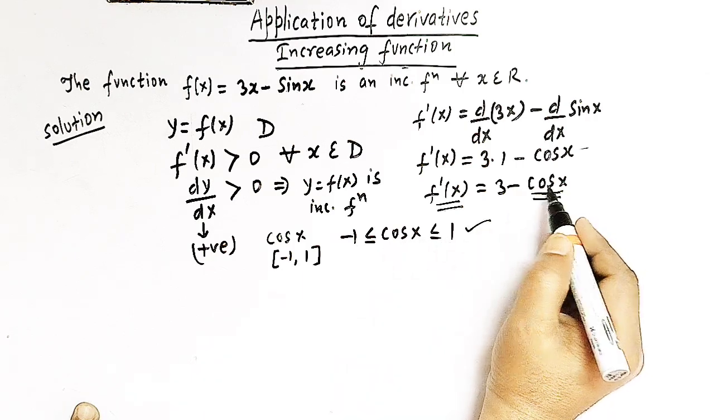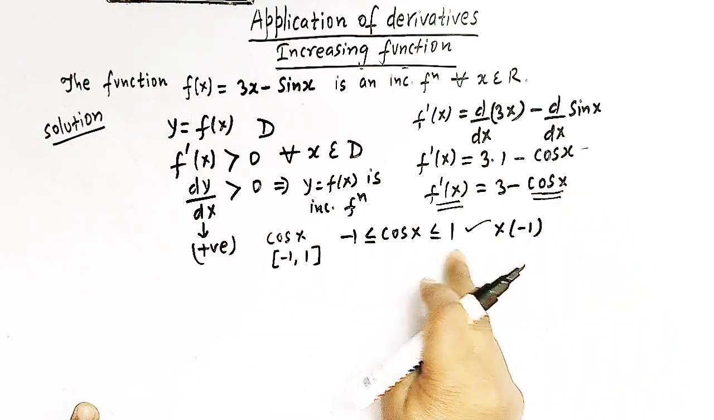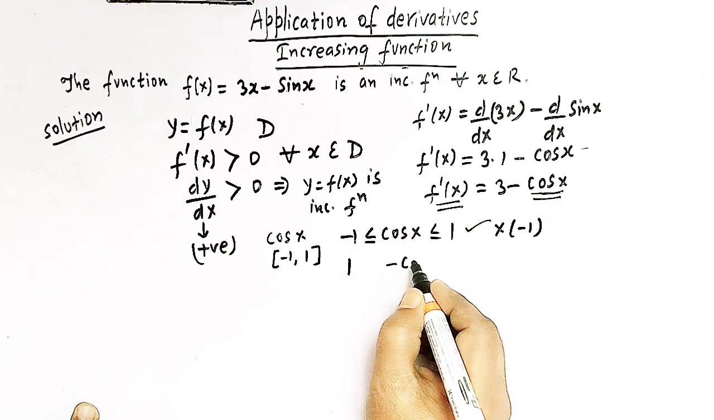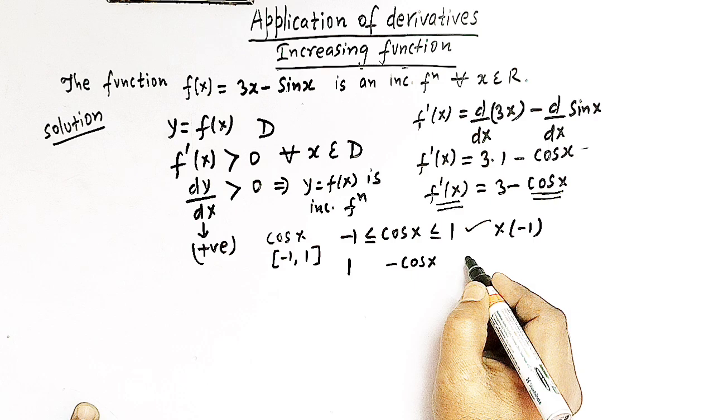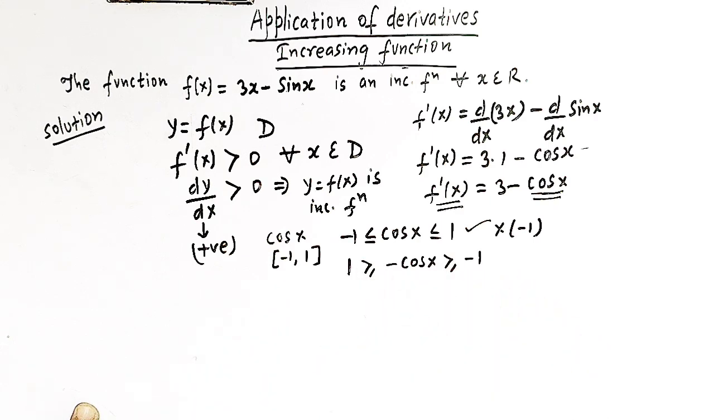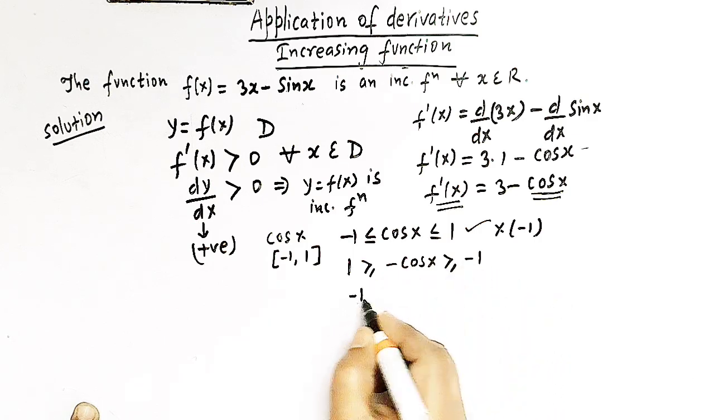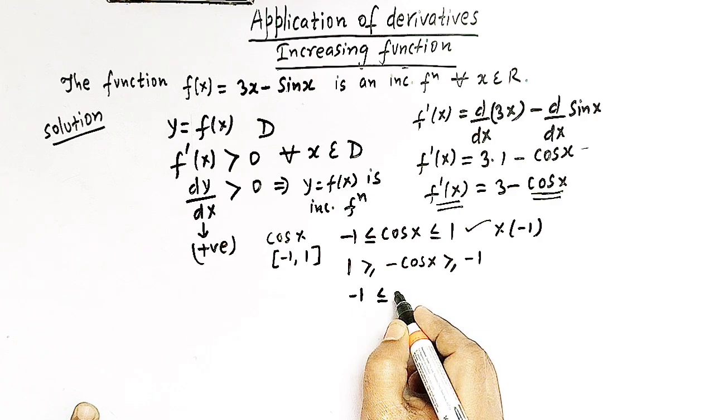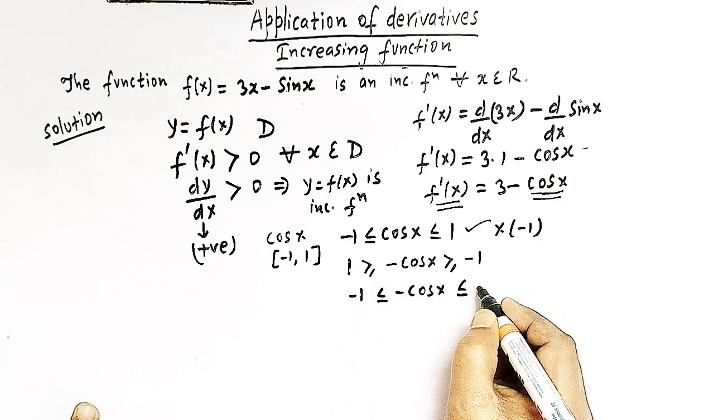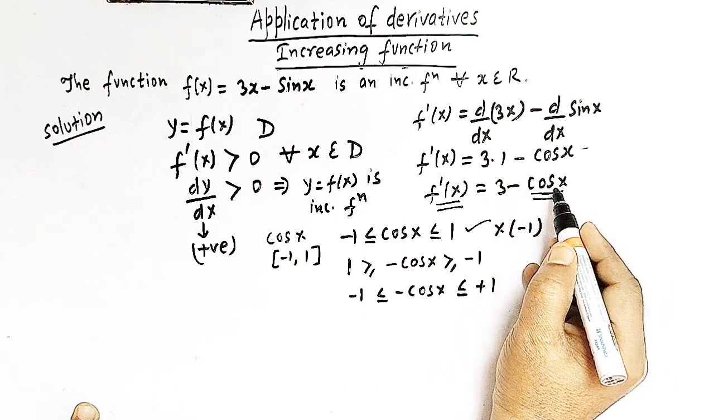So here we have negative cosine x. So let us multiply this inequality throughout by -1. So here we have +1, here we have minus cosine x, and here we have -1, and the direction of the inequality gets reversed, right? So we can also write this inequality as -1, and then we have minus cosine x, and then we have +1, right? Okay, so here we have 3 minus cos x.